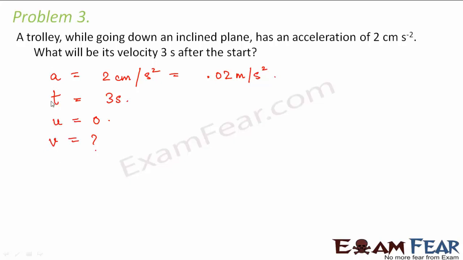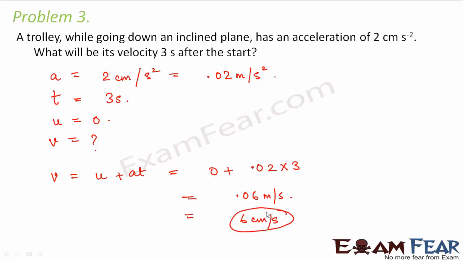So you have v, u, a and t. Which equation would be appropriate for this? The first equation, because it connects all of them. v is equal to u plus at. So u is 0 plus a is 0.02 into 3. So this is equal to 0.06 meter per second. Or this can be written as 6 centimeter per second. So this would be the velocity after 3 seconds from the start.